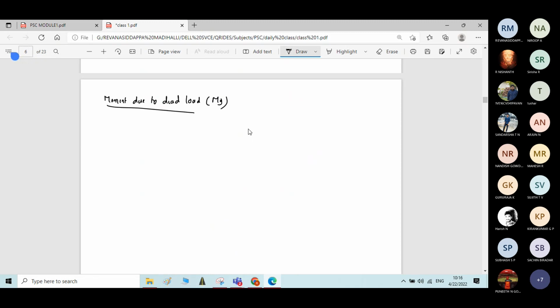So moment due to dead load is given by Wg L square by 8. Wg is nothing but self weight of the beam. First you calculate that self weight. How will we calculate the self weight of the beam? Cross sectional area multiplied by density will give self weight of the beam. Correct?